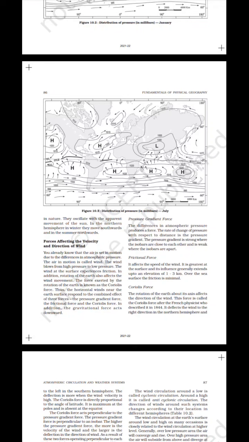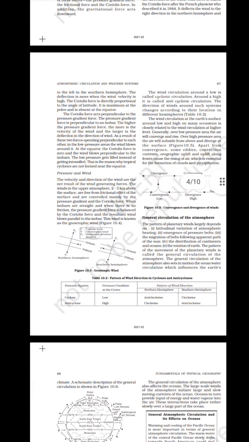Coriolis force. The rotation of the earth about its axis affects the direction of the wind. This force is called the Coriolis force after the French scientist who described it in 1844. It deflects the wind to the right in the northern hemisphere and to the left in the southern hemisphere. The deflection is more when the wind velocity is high. The Coriolis force is directly proportional to the angle of latitude. It is maximum at the poles and is absent at the equator.